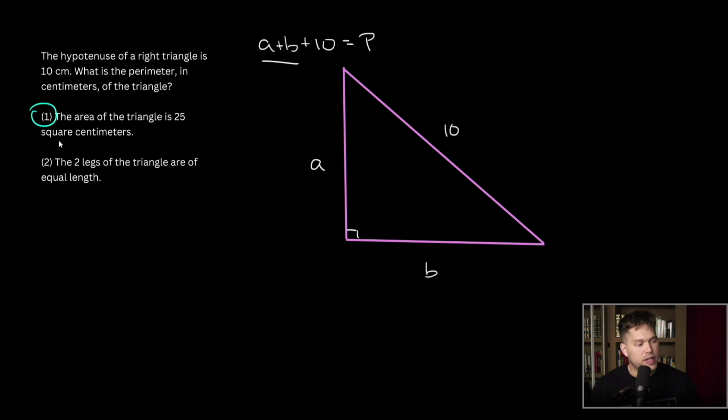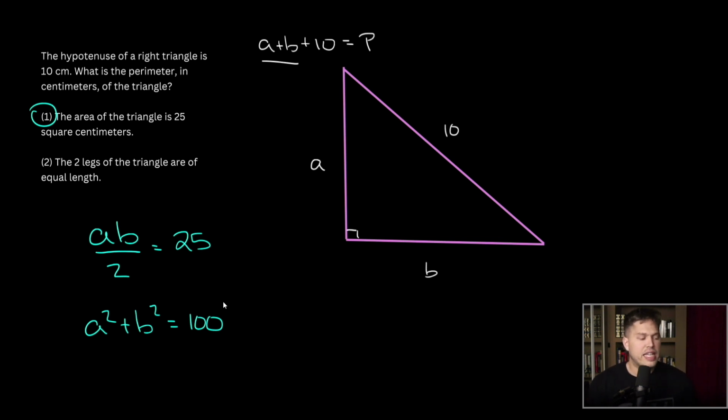What is statement 1? Statement 1 says the area of the triangle is 25 square centimeters. So that tells us that A times B divided by 2 is equal to 25, as base times height divided by 2 is the area formula for a triangle. What else do we know? Well, we know that A squared plus B squared is equal to 10 squared, or 100. And could we at all figure out what A plus B is from this information?